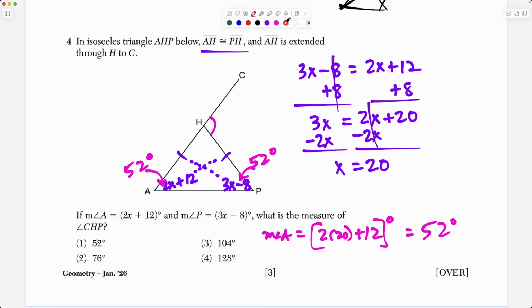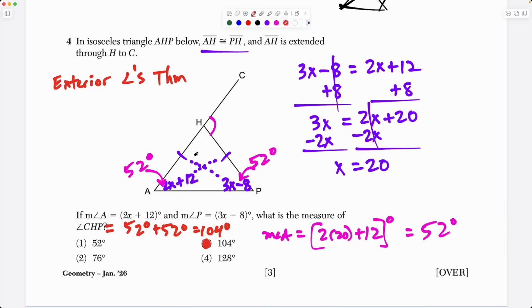So now from here, there's a nice way we could get right to the answer. We could use the exterior angles theorem, which says that the exterior angle of a triangle is equal to the sum of the two remote interior angles, which means the angles that are far away from the outside angle, not the one next to it. So for the question here, I want to find the measure of angle CHP. I could just do 52 degrees plus 52 degrees, which is going to give us 104 degrees, and that's going to give us choice 3.